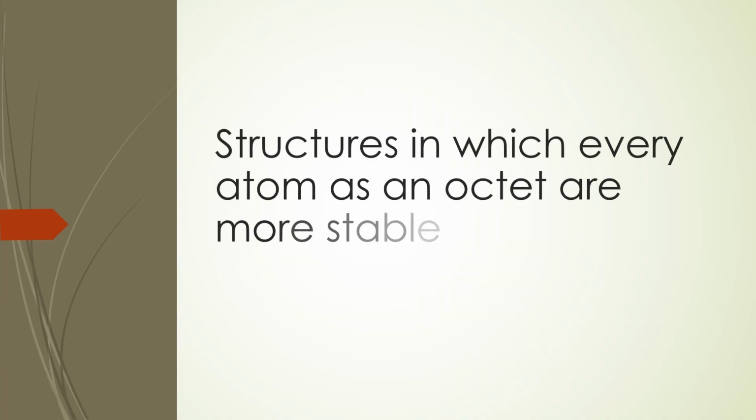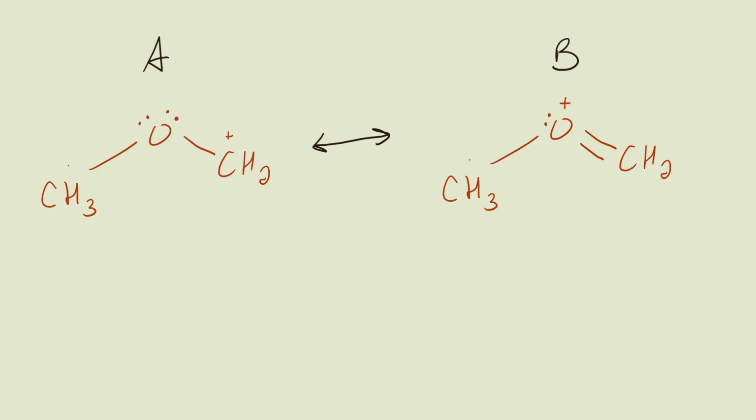Structures in which every atom has an octet are more stable. Both structures have the same amount of charges despite one having a double bond, so we can't use the first rule. Even though the oxygen in structure B has a positive charge, all of the atoms have full octets, so they are more happy in B than they are in A.